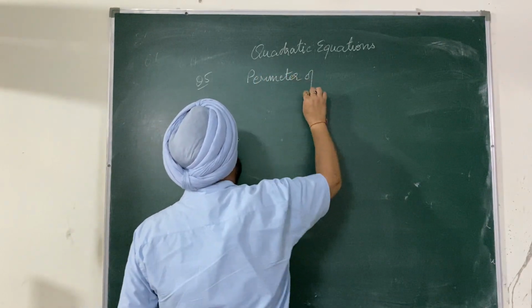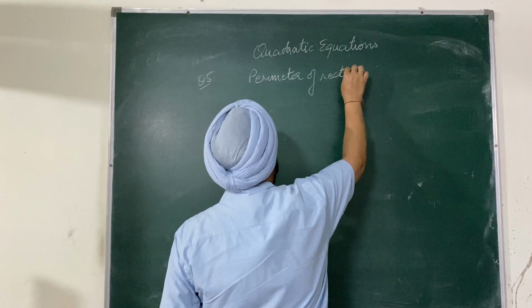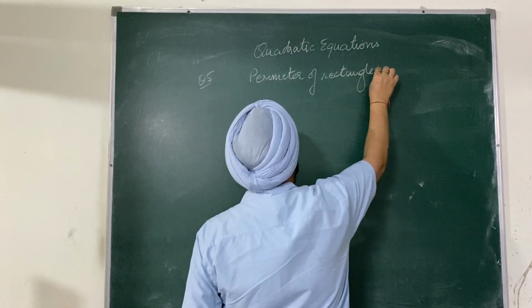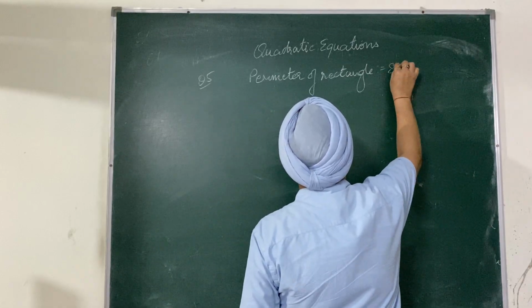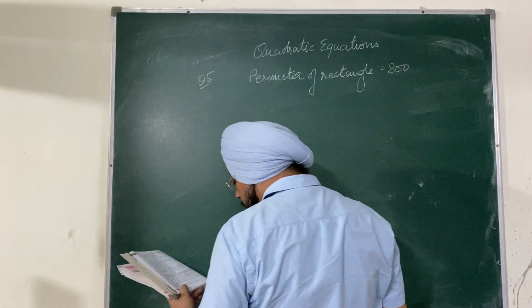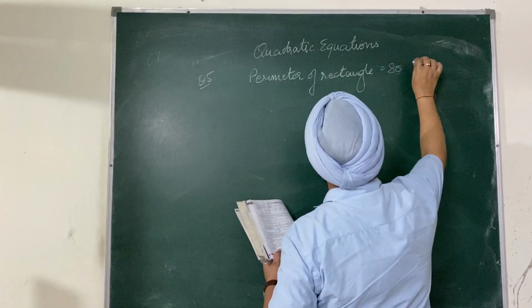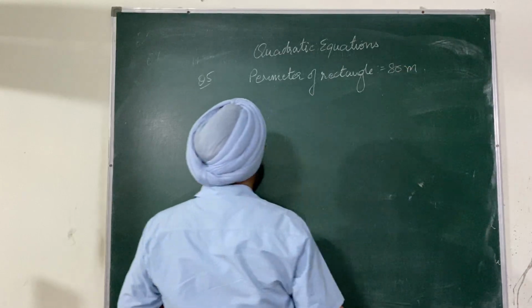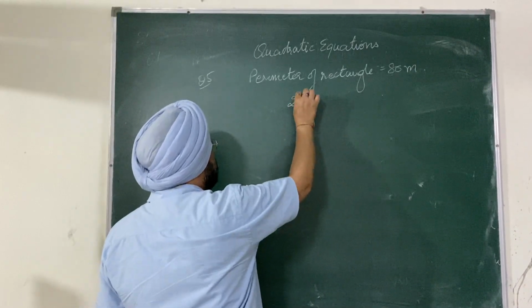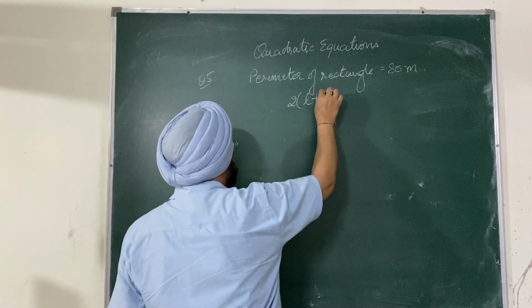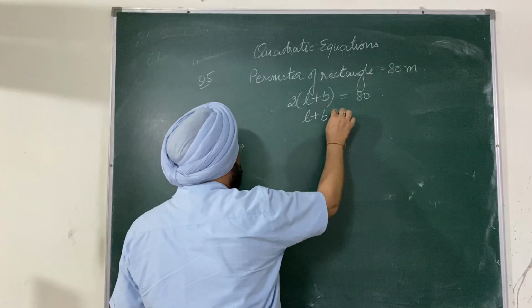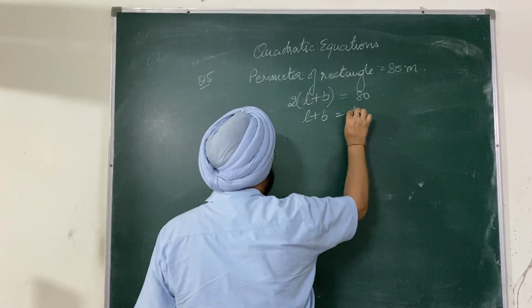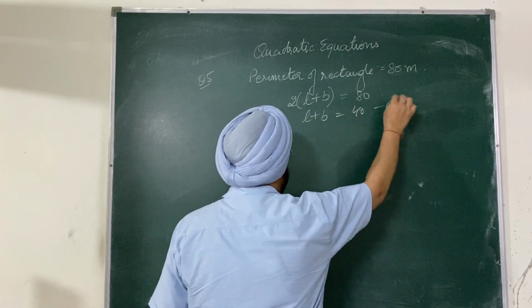perimeter of rectangle, that is given as 80 meter. We know that the formula for the perimeter of rectangle is 2 (l plus b), which is equals to 80, or we can get l plus b is equals to 80 divided by 2, that is 40 meter.